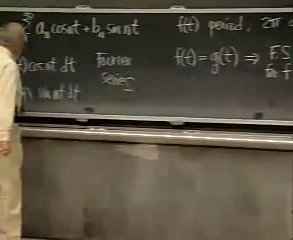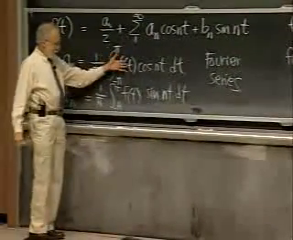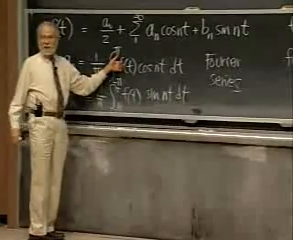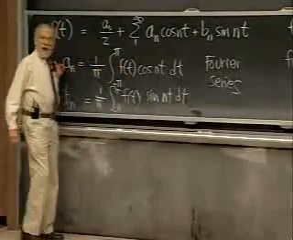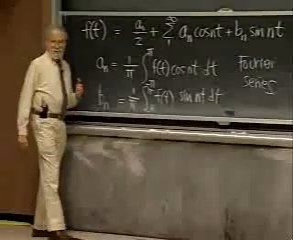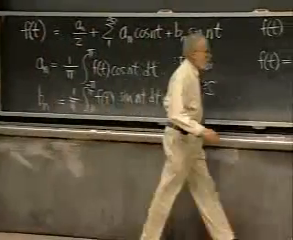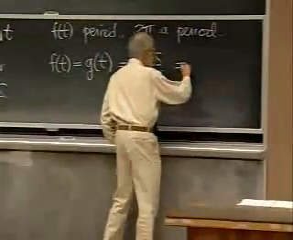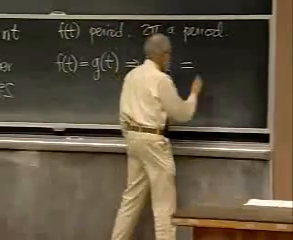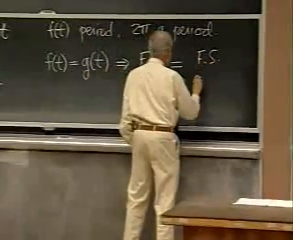And the reason is because if f is equal to g, then this integral with an f there is the same as the integral with g there, and therefore the an's come out to be the same. And in the same way the bn's come out to be the same. So the Fourier series are the same coefficient by coefficient for f and g.